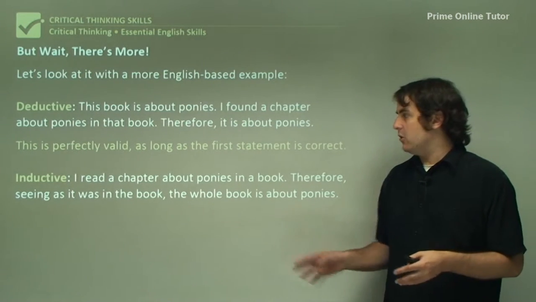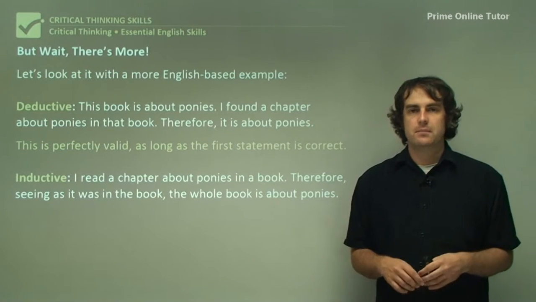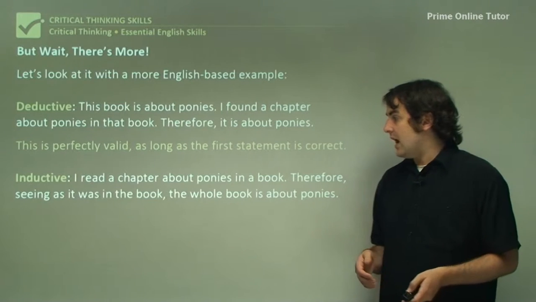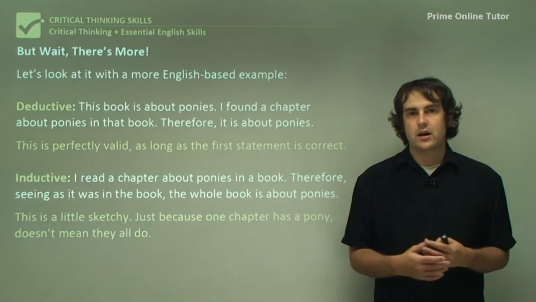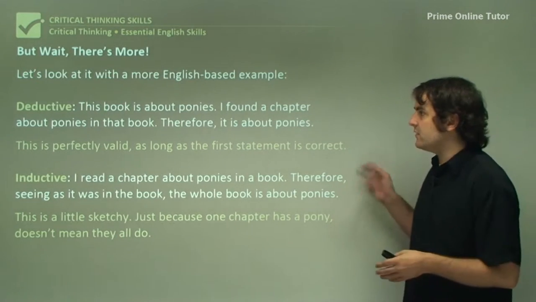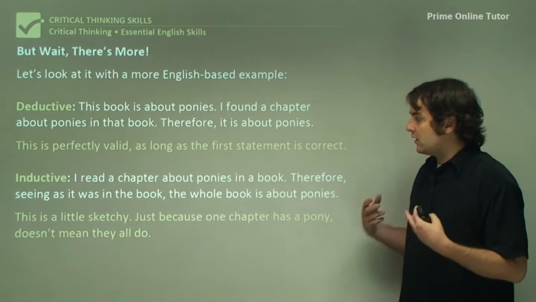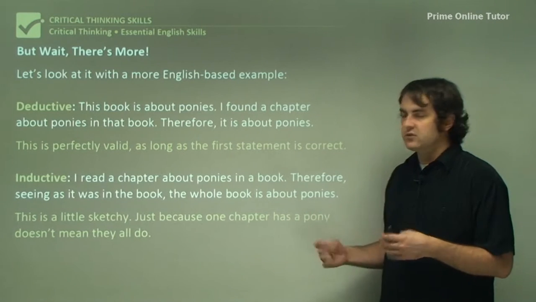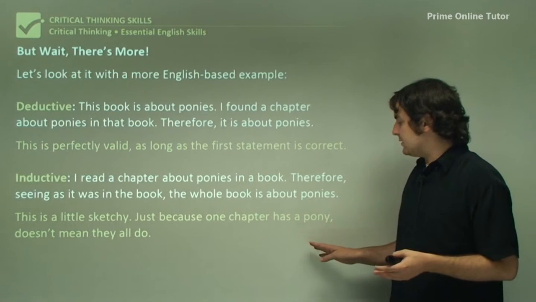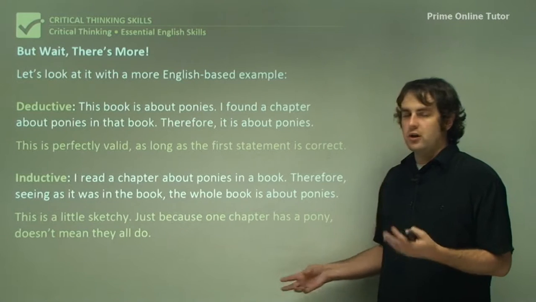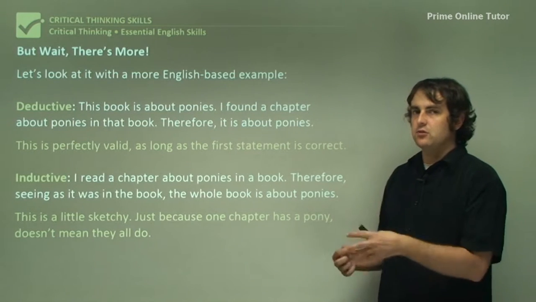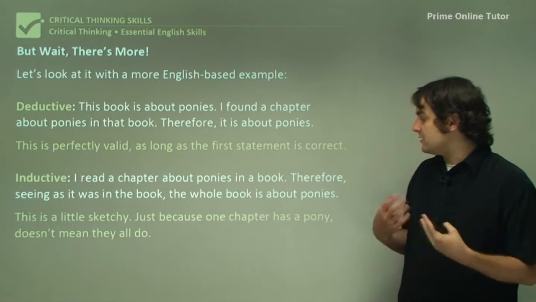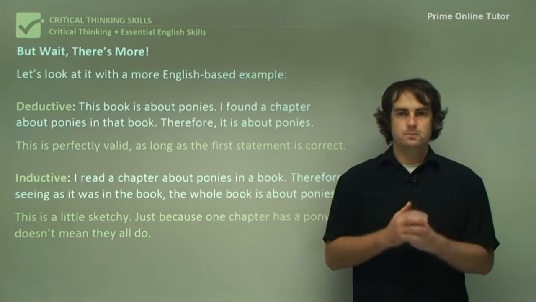So if I read a book and I only read the first chapter, and the first chapter was about ponies, great, the book's about ponies. But what if the rest of the chapters aren't? And that is what makes this idea a little bit sketchy. It makes the deductive method a lot more effective, because if you don't bother to read the whole thing, or if you don't bother to use those to actually prove the whole, then you will try and prove something which may not necessarily be true of the whole thing. So just because one book or one chapter in the book has a pony doesn't mean they all do.